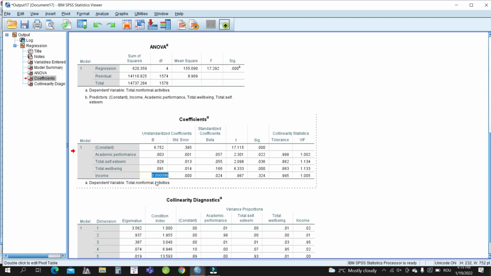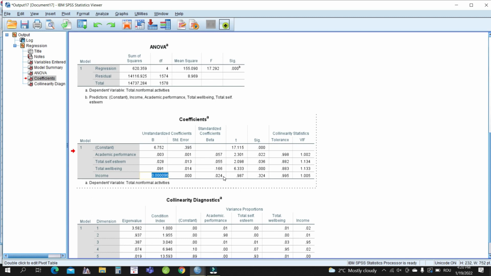0.000096. So this means that when the income increases with 1 unit and the other 3 predictors are statistically controlled, the involvement in non-formal activities with colleagues increases with 0.000096 units, and when it increases with 1 standard deviation, the criterion increases with 0.024 standard deviations. So, by comparing the standardized versions of our predictors, we can conclude that well-being has the highest predictive value, while the income has the lowest predictive value.